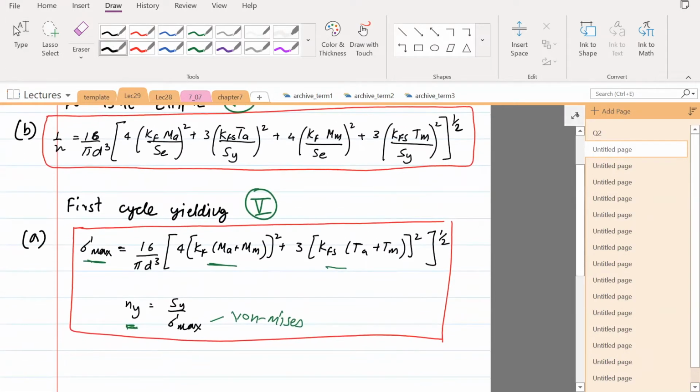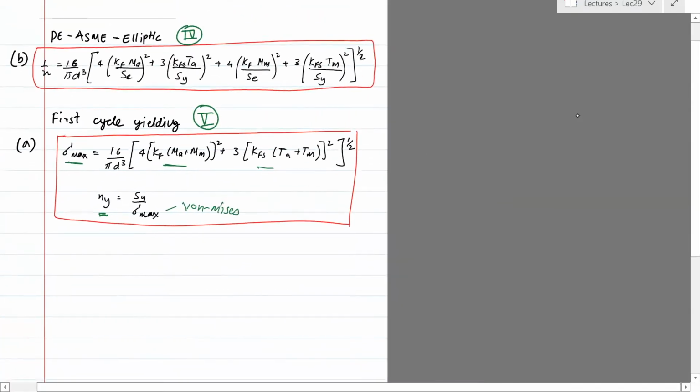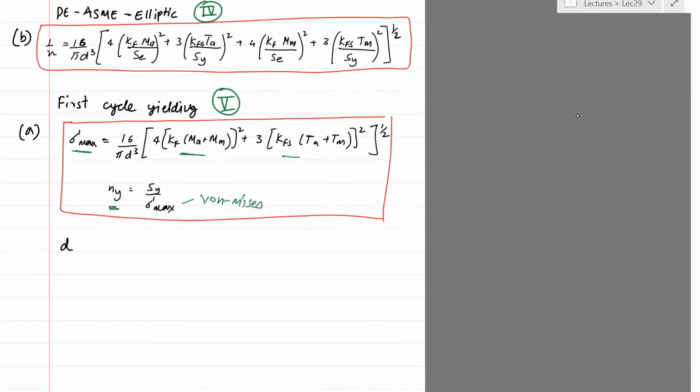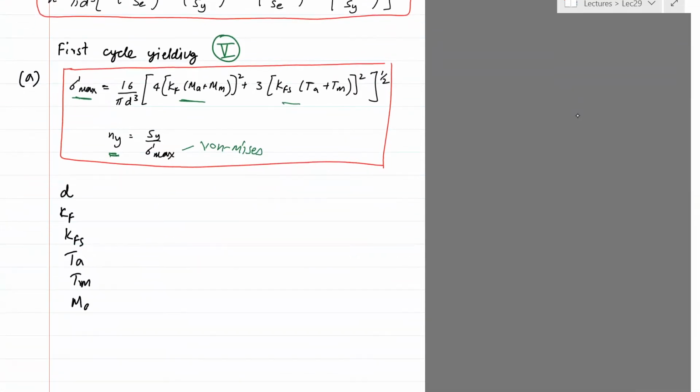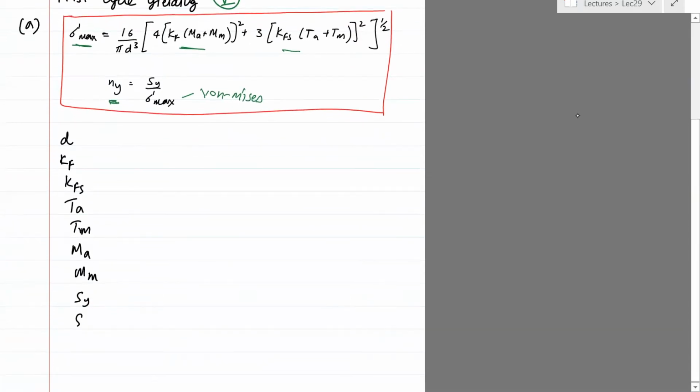This was also formula 4, formula 5 when you refer to the notes. Okay, so let's see what we need and what do we have. We need the following things. We need D, we need SY. Now let me just go one by one per this order. KF, KFS, TA, TM, MA, MM, SY, SE, SUT. A lot of things.